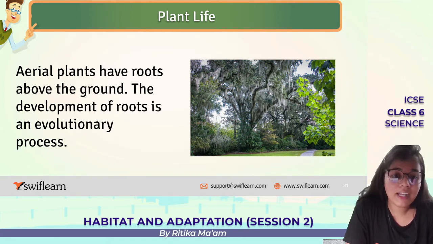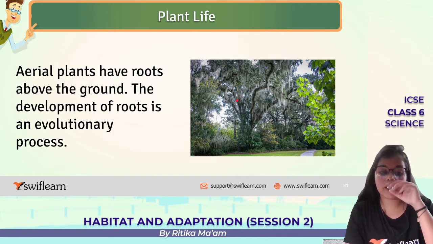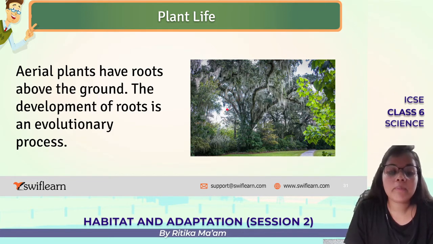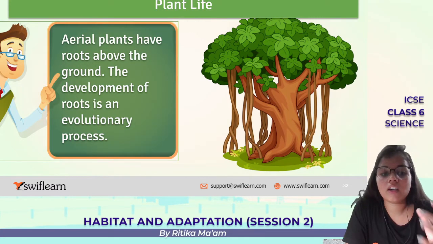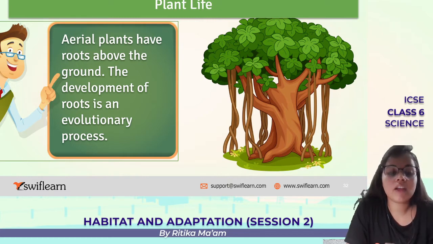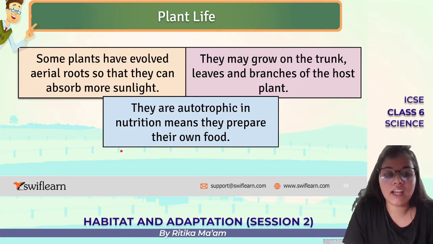Talking about the plant life, the aerial plants have roots above the ground. You can see it here. So their roots are not below the soil but above the ground, and the development of roots is an evolutionary process. So these are the two adaptations of plant life.